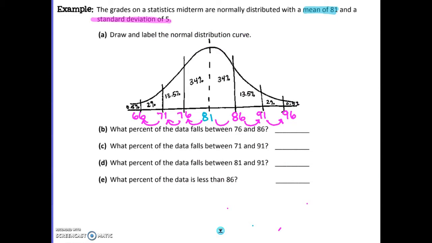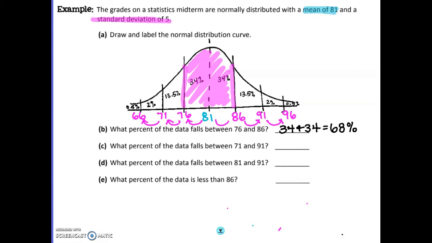So let's answer the questions. What percentage of the data falls between 76 and 86? Well, let's go ahead and shade that in. From 76 to 86, well, that's going to be everything in here. So 34 plus 34 would be my 68%. All I'm doing is adding the percentages that are always in there. Remember, those never change. You can keep them the same when you're talking about a normal distribution.